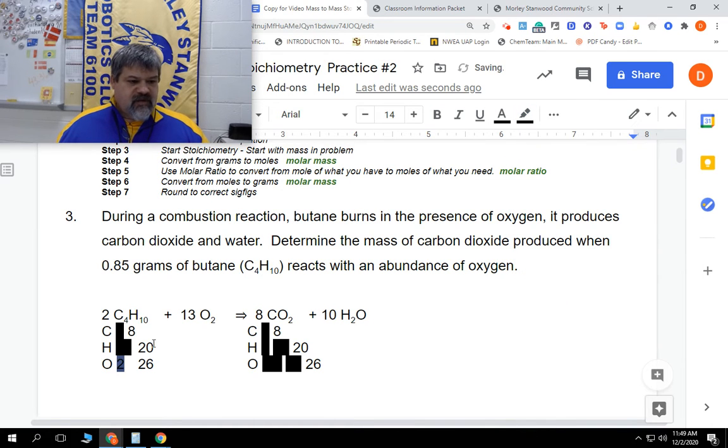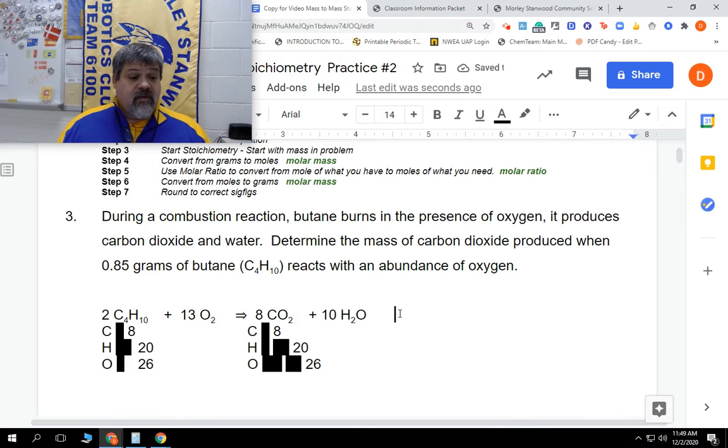Now let's go ahead and double check and make sure we have carbon. I have 4 times 2 is 8. I have 10 times 2 is 20 for my hydrogen. I have 13 times 2 is 26 for my oxygen. On this side, I have 8 times 1 is 8 for my carbon. I have 8 times, well, let's do the hydrogen first. I have 10 times 2, which is 20 for my hydrogen. And then my oxygen, I have 8 times 2 is 16, plus 10 times 1 is 10, so 26. So there is my thing.